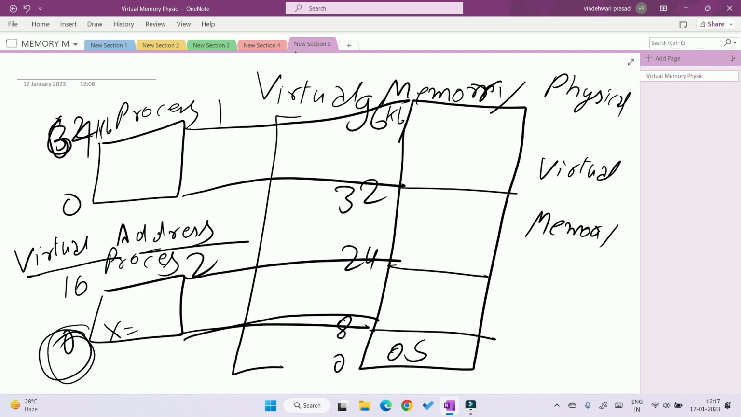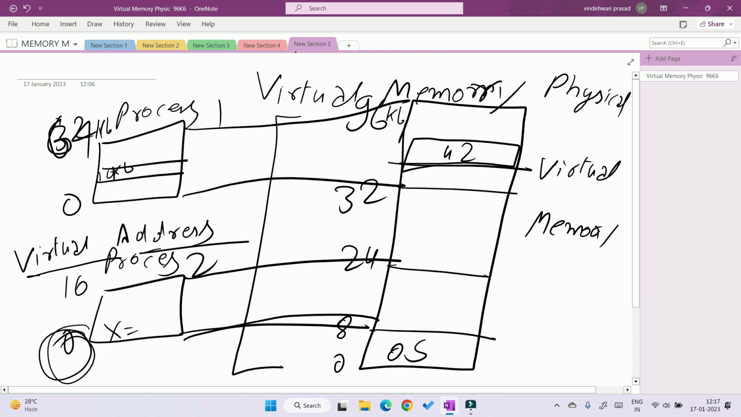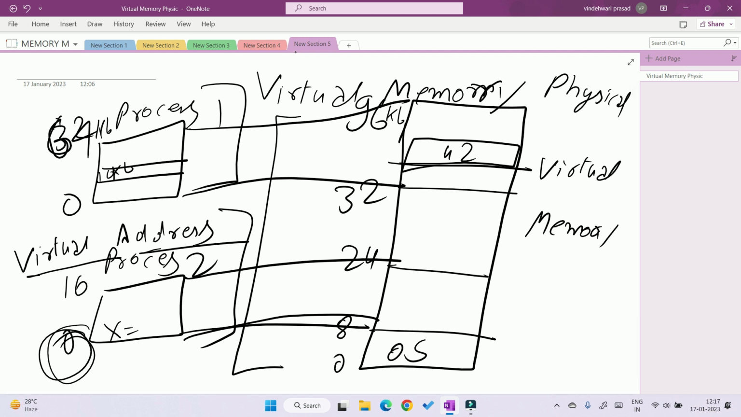Suppose in process 1 some data is stored at 10 KB. So where is this data stored in the main memory or physical memory? It is stored at 32 plus 10, which is 42 KB. At 42 KB it is stored. This way the isolation of each and every process happens, and this happens with one thing: no two processes can be allotted the same physical memory.